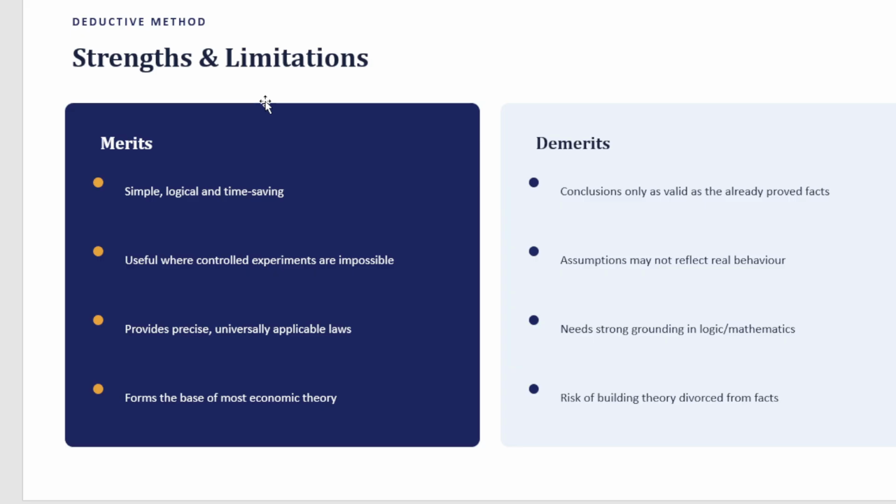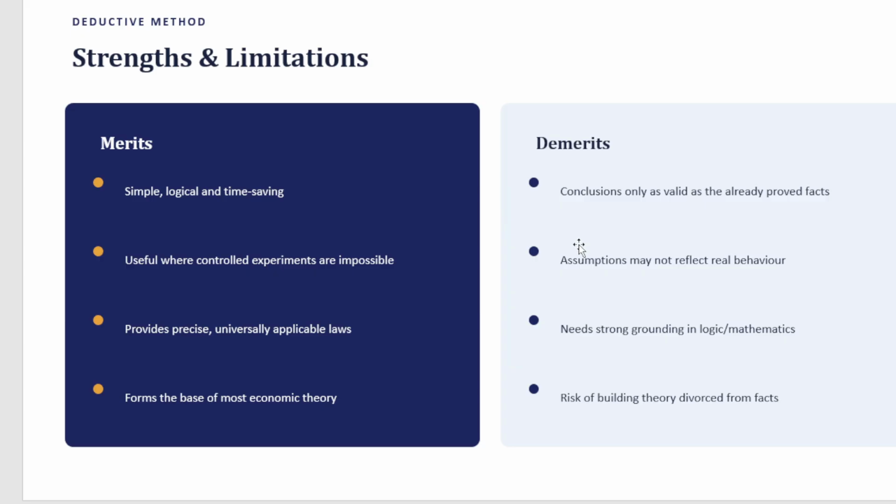Now we can say what are the strengths and limitations of the deductive process. First is the merits of the deductive process. This is simple, logical, and time saving. When we don't have very much time to get the conclusion, then we have to adopt the deductive method. This is useful where controlled experiments are impossible. It provides precise, universally applicable laws, and forms the base of most economic theories. Most economic theories are based on this method only.